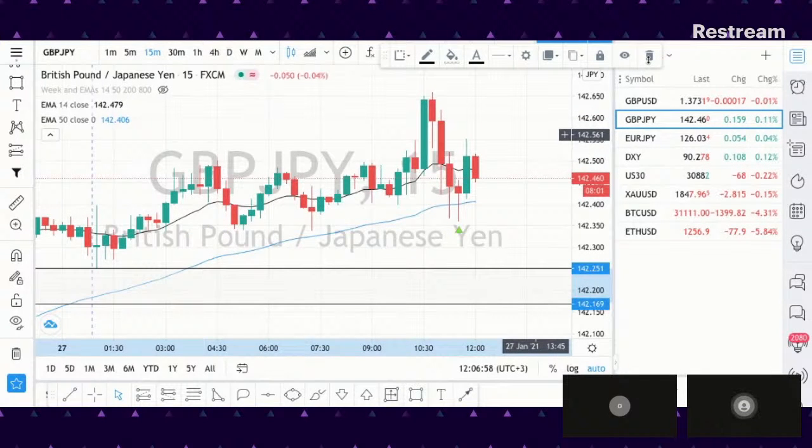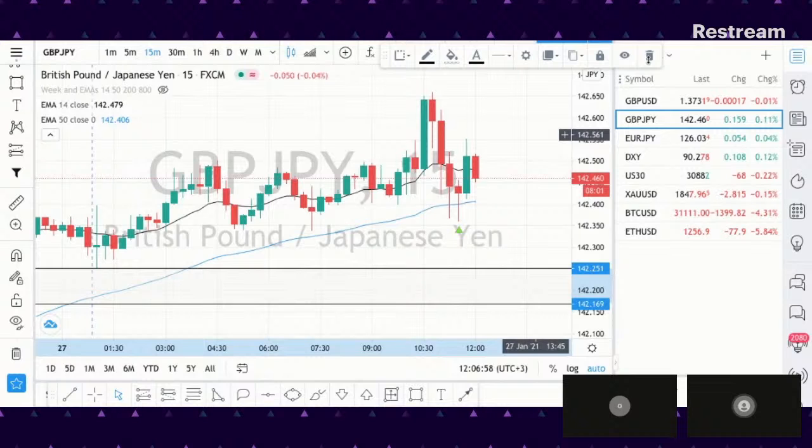It was rejected again. My entry is around 142. Let me give the exact entry. My entry is at 142.483. I adjusted my stop loss from 10 pips to 20 pips because I believe price is going to push up. And this is our first target.